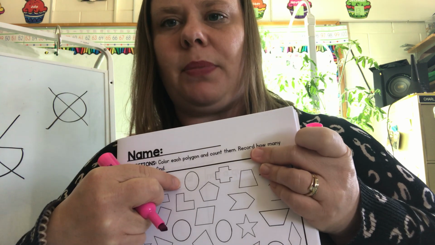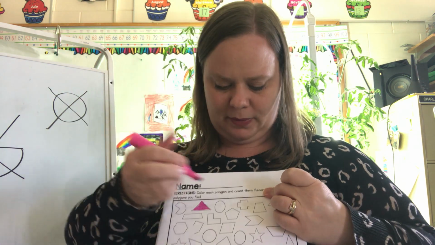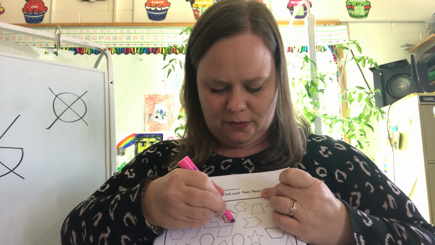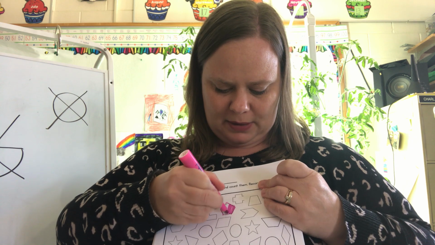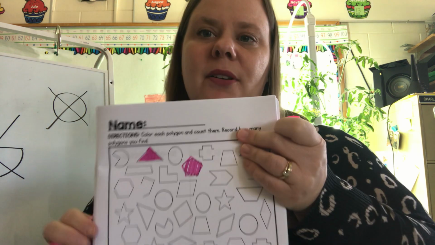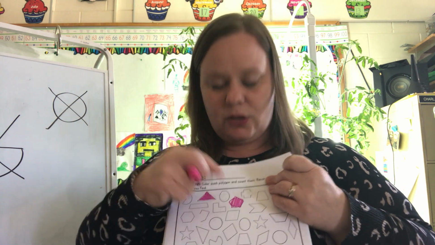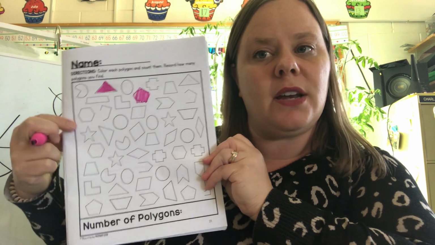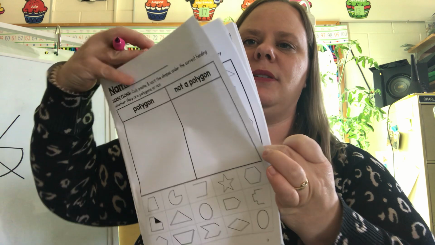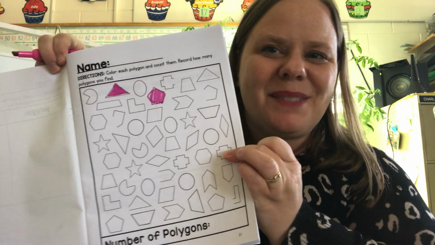Looking at the next shape, there's an oval. It has curved lines, not a polygon. Here's a 1, 2, 3, 4, 5-sided shape. That's a pentagon. That's a polygon. I'm going to color that in. All right, so I want you to count how many you color in and then count how many polygons you find on this page. So that's today's lesson, this page and this page. And again, if you have any questions, you guys know where to find me, and I'll talk to you guys soon. Bye.